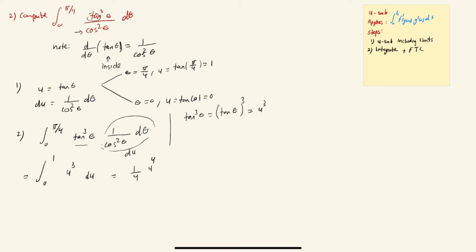The integral is just 1 over 4 u to the 4, evaluated at 0 and 1. This is going to be 1 over 4 minus 0 over 4, which is just equal to 1 over 4.